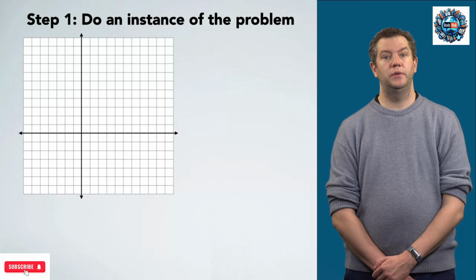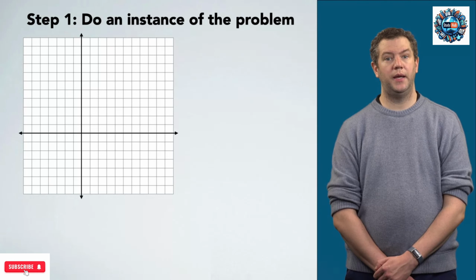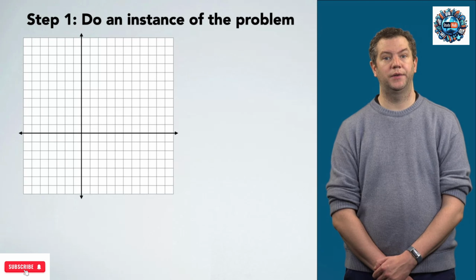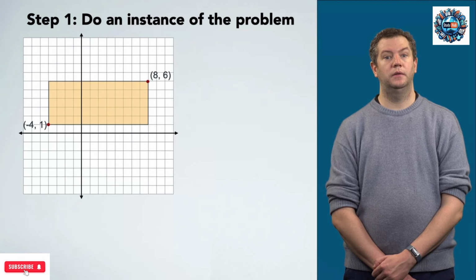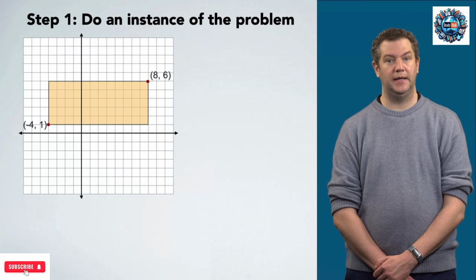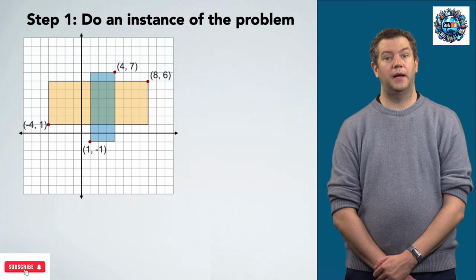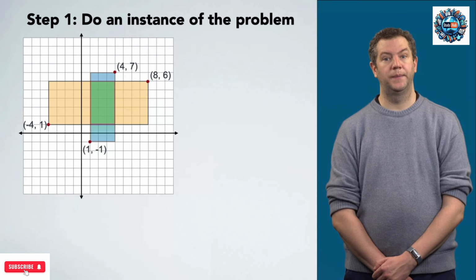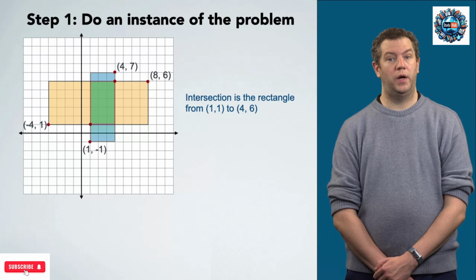Step 1 is to do an instance of the problem yourself. We've started here with a blank Cartesian plane on which we can precisely draw rectangles. Now I've picked one rectangle from -4, 1 to 8, 6. Next, I've picked another rectangle which goes from 1, -1 to 4, 7. The intersection of these two rectangles is highlighted in green, which we can see goes from 1, 1 to 4, 6.